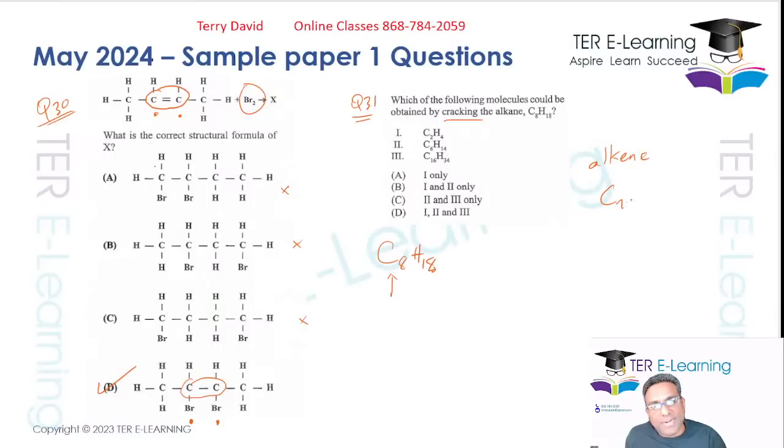The general formula for an alkene is CnH2n. So C2H4 is an alkene, so that's a possibility. We could get that. C6H14 is an alkane. Yes, we could get that. C16, if you're starting off with C8H18, there's no way we're going to get this as one of the products. So it's going to be 1 and 2, which is B. The answer is going to be B. So that's 31.